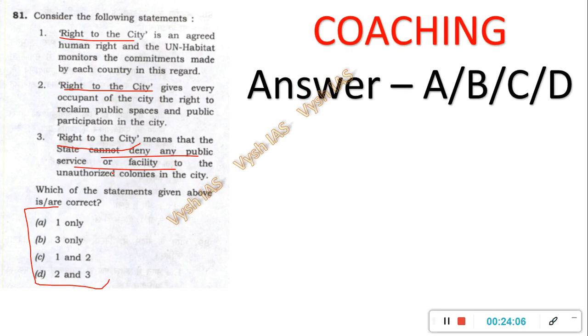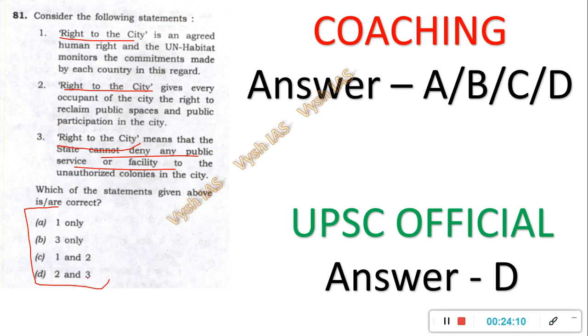We did not give a proper answer key for this last year. Now the official answer key is D, that is 2 and 3, because it is not an agreed human right, it's a proposed one. It's proposed and in discussion in various forums, even in UN Habitat it's being discussed, but it is not done. But maybe by the time you give the exam after a few years, it can become an agreed human right. So don't memorize this just like this. Go and research more on this topic.